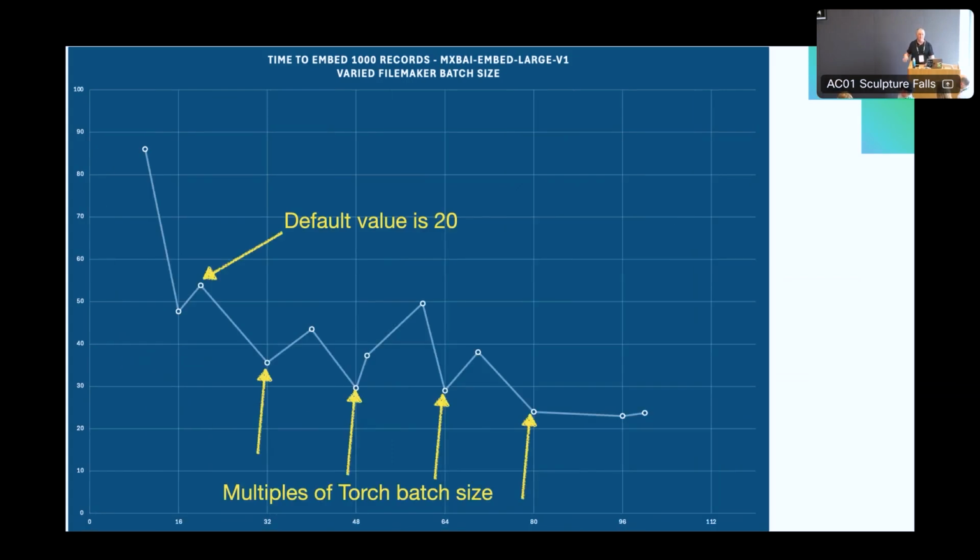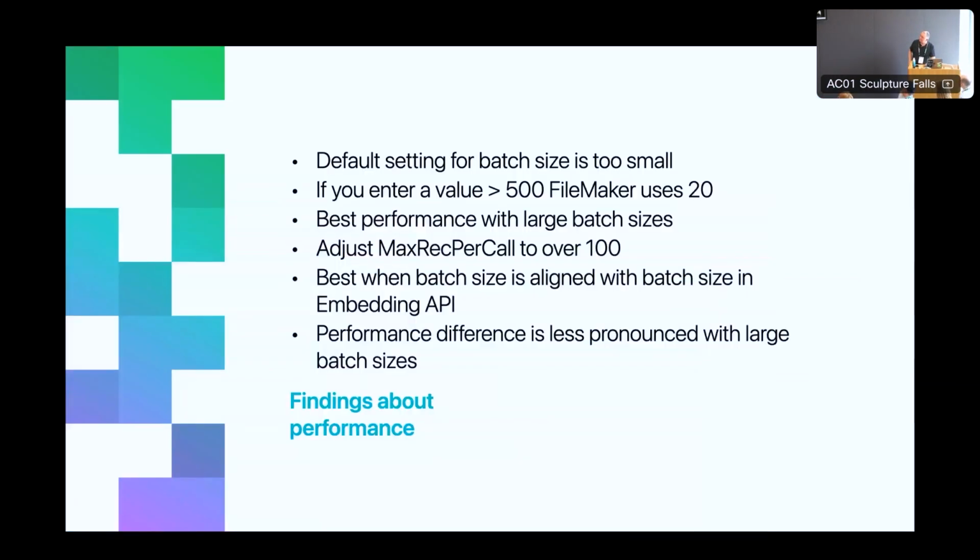A bit nerdy, but if you're writing your own API, you can actually optimize further by doing this as a multiple of the internal torch size, but you don't need to know that. So the default setting for this, I think, is a bit too small. The default value is 20. If you adjust it to over 100, then you're going to get much better performance. And that's just a few of the things I found about performance.